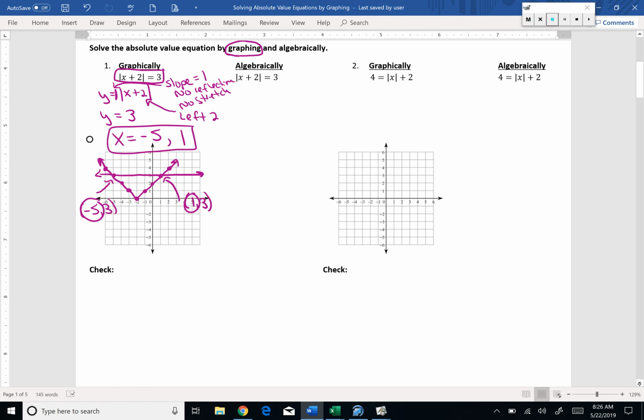It's not an ordered pair. There are 2 possible answers for x. We had 2 intersection points, so we have 2 solutions. We don't need the y because the y isn't part of our equation, just x.